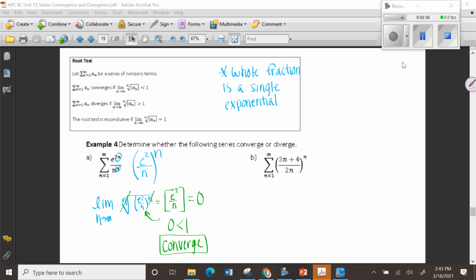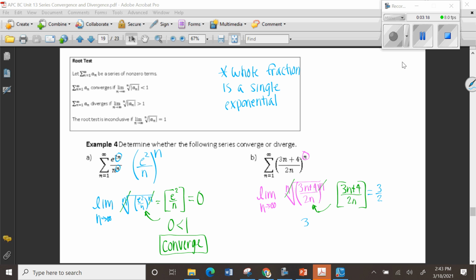So when we do B, the actual formal work for that is the limit as n goes to infinity, and we're going to take the nth root. And we're going to say 3n plus 4 over 2n, and all that to the n. But really all that's doing is it's just canceling that so that we can identify what's going on inside. So we're going to really think about that limit, 3n plus 4 over 2n. And we're going to say, well, that limit as n goes to infinity is 3 halves.